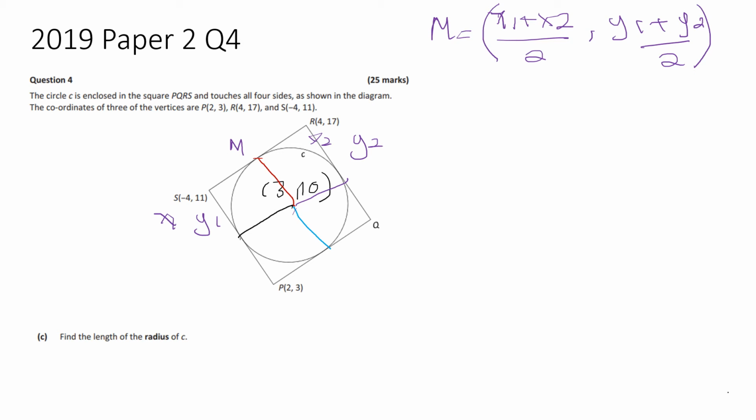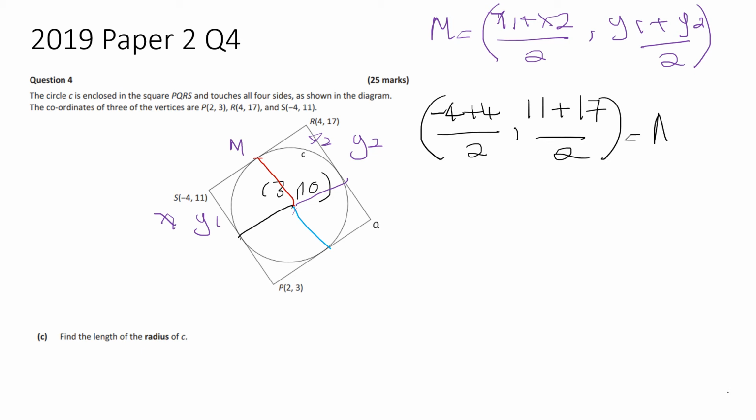So I have -4 plus 4 divided by 2, and then I have 11 plus 17 divided by 2, and that will give me my midpoint. So -4 add 4 is 0, 0 divided by 2 is 0, 11 add 17 is 28, 28 divided by 2 is 14. Okay, so that means that here now is (0, 14).